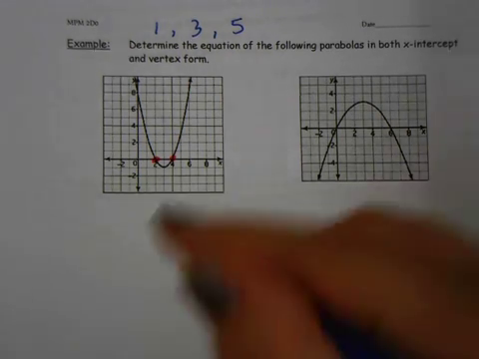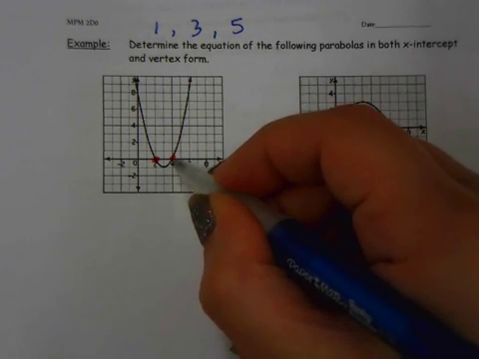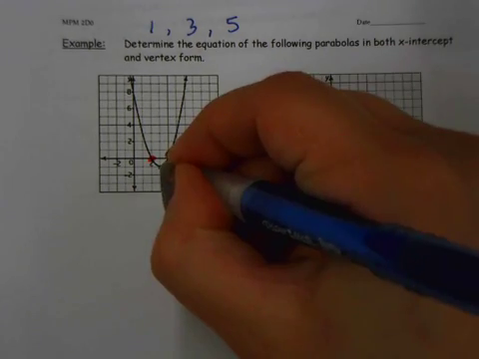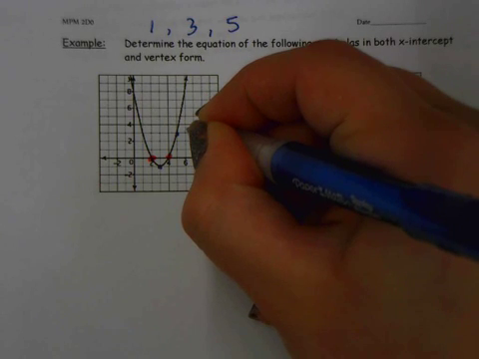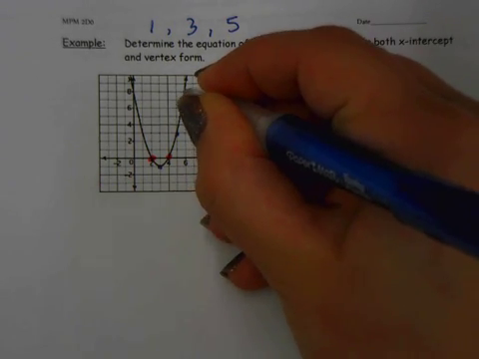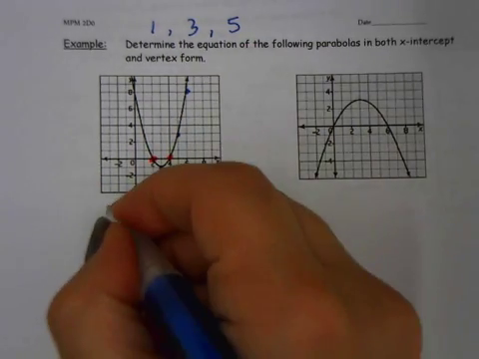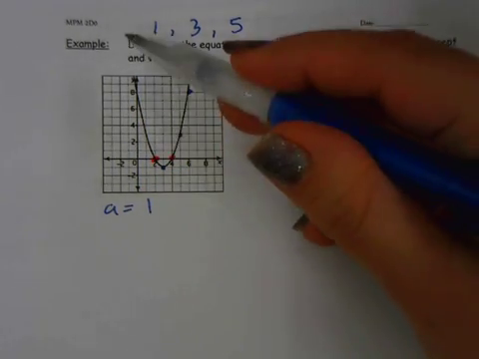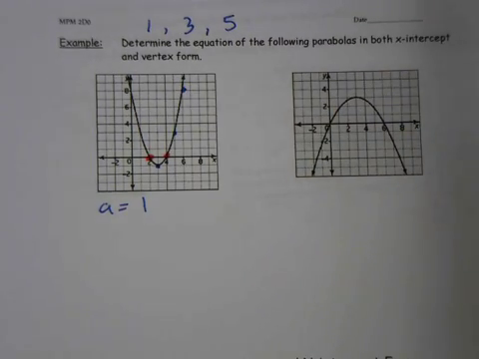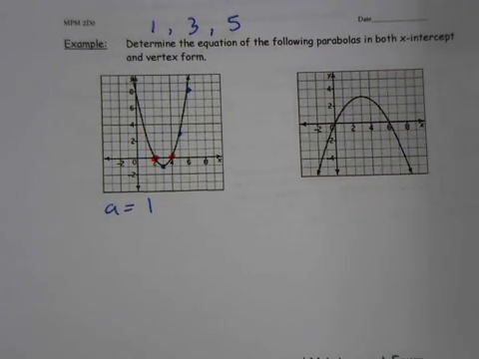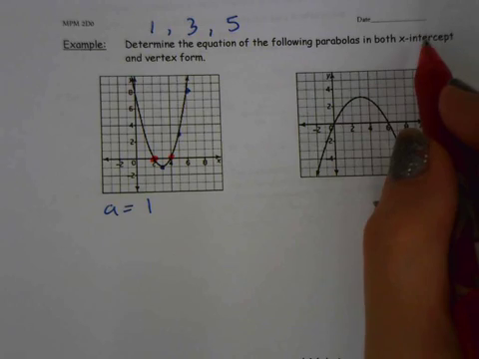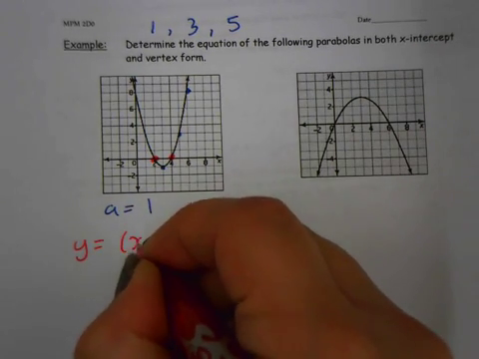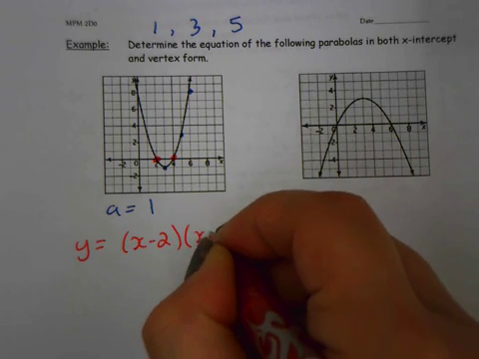So from the vertex, I go over 1, up 1. Then I go over 1 and up 3, and then over 1 and up 5. Yep, my a is definitely 1 in this case. I know my a is positive 1 because it opens up, it's a happy face. This means that my x-intercept form of my parabola is y equals, you don't need to write the 1, x minus 2, x plus 4.